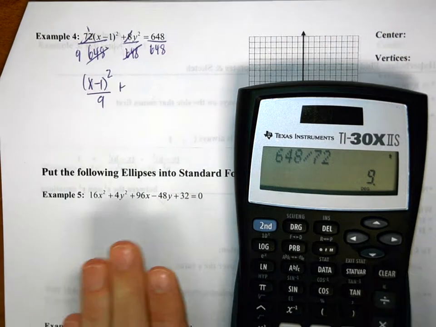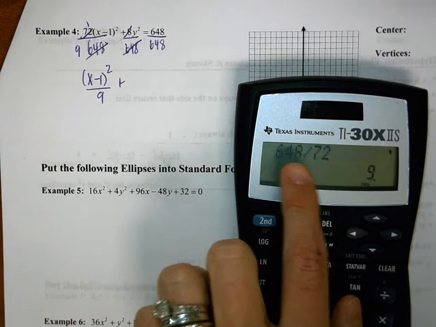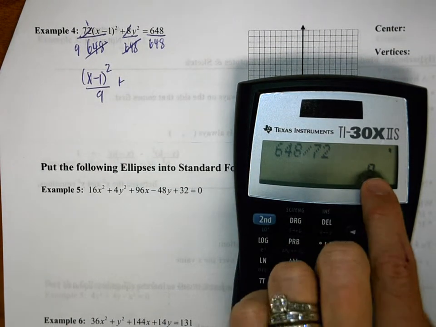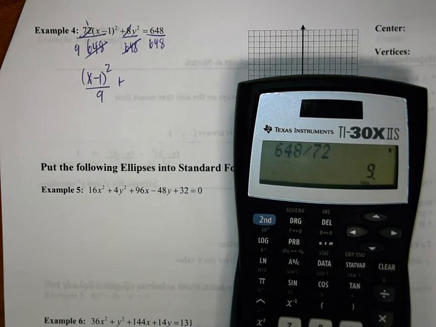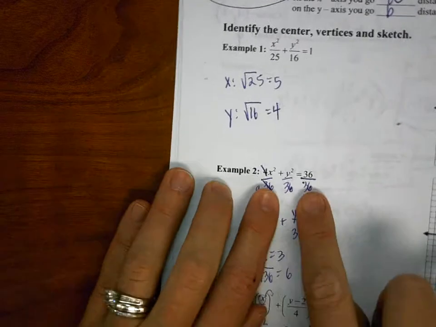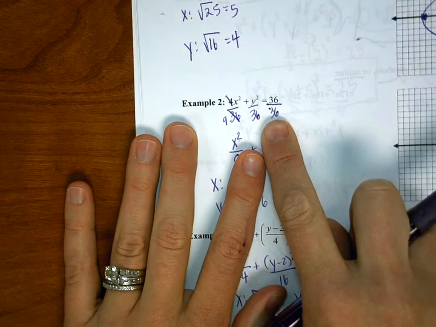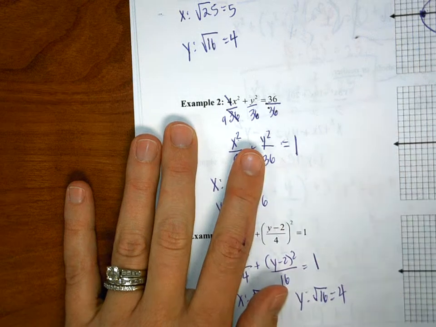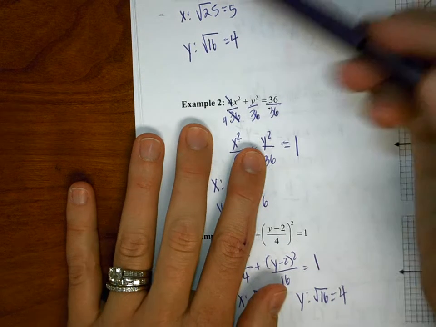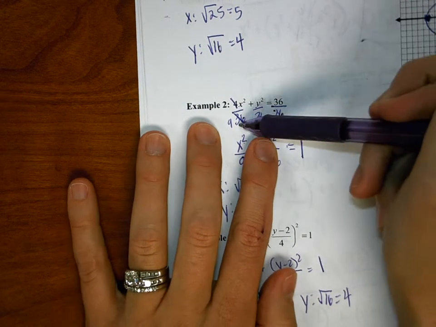So do you see that in the calculator, how 648 divided by 72 is 9? Yeah, I get the calculation part. It's just like I don't understand how you got the 9 underneath the (x minus 1) squared. Hold up. Going back here, remember here how I divided everything by 36? I'm just going to use smaller numbers because big numbers sometimes throw off what we're doing. But see how here I divide everything by 36?